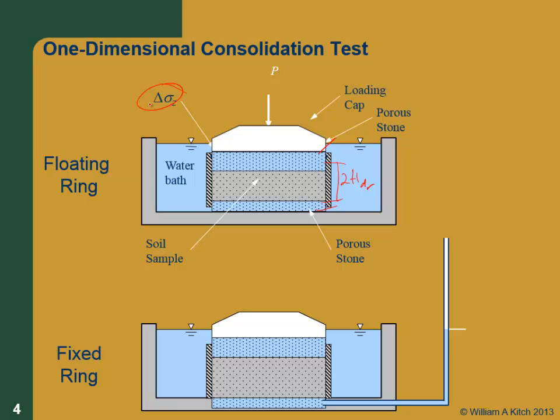The other type of consolidometer we have is called a fixed ring consolidometer. The big difference between a fixed ring consolidometer and the floating ring consolidometer is this is a single drainage. All the drainage is out the top. You have a stone at the bottom, but the stone at the bottom is sealed off. Notice that I didn't draw the mechanics of this, but your confining ring is sealed to the bottom, so all the flow of water goes out the top. And so in this case, the entire height of the sample is H_DR, the drainage distance for the sample. This is H_DR.